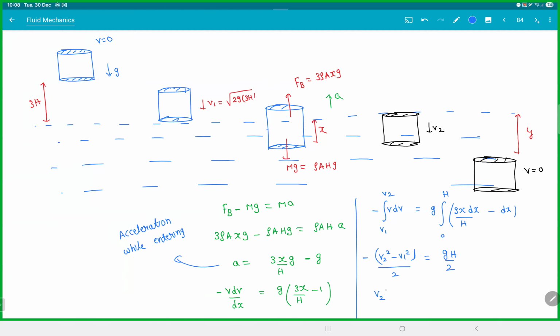We get v2 squared will be v1 squared minus gh. v1 squared will be 6gh, so that is 5gh. That is the speed just after entering inside the water. So here v2 is the speed just after the cylinder completely enters.